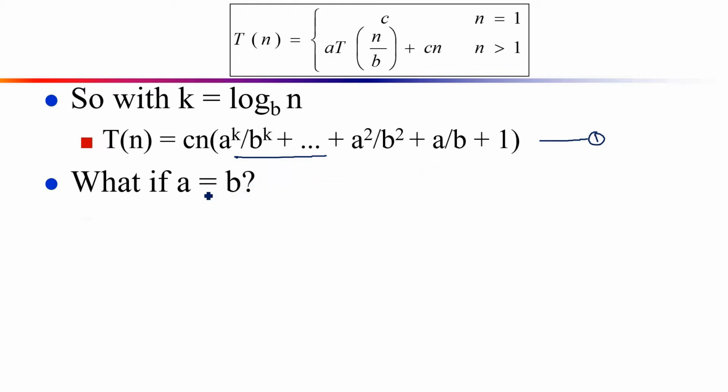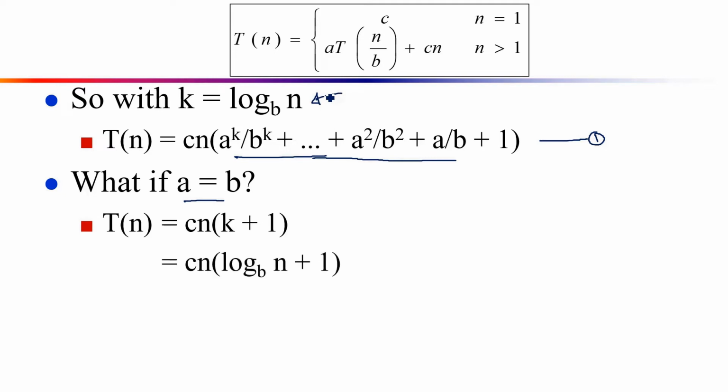So if a equals b, then we get a total of k terms here plus 1. So we can write formula 1 as T(n) equals cn(k plus 1). And we know that k equals log n. So we can write it as cn(log n plus 1). And from here we can write that the complexity of this term is n log n. So it is big theta of n log n.